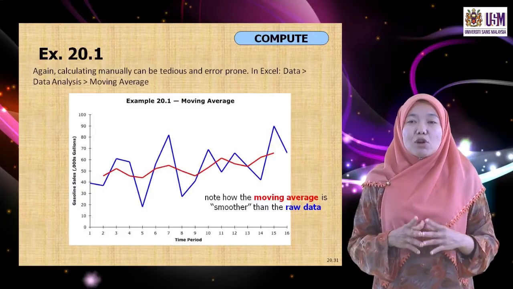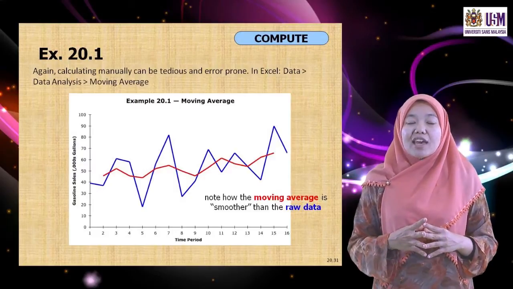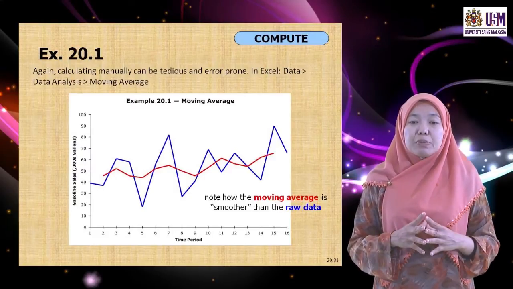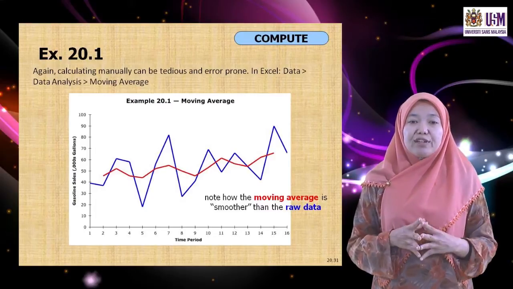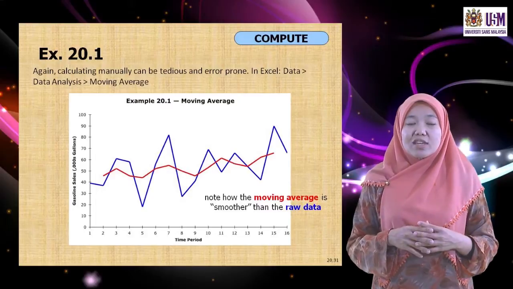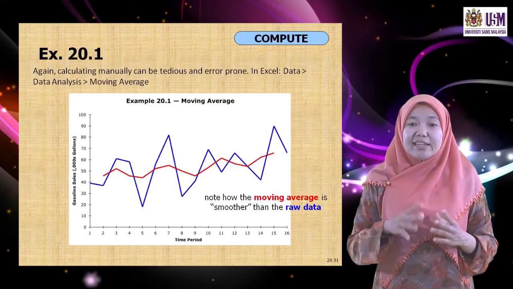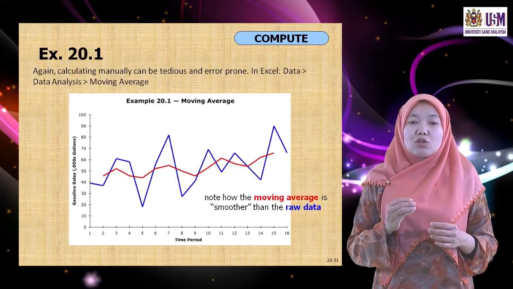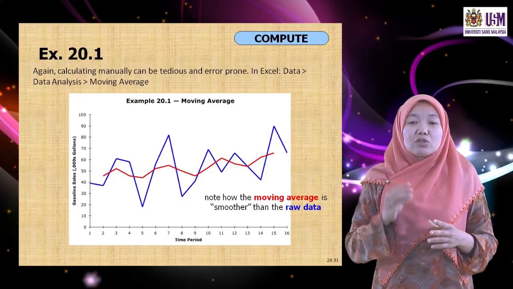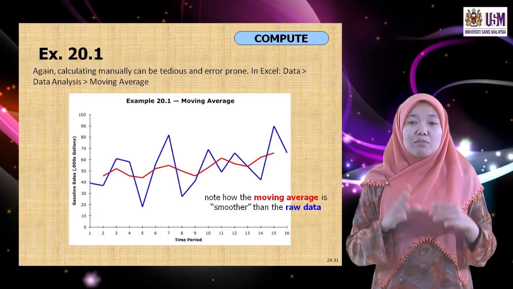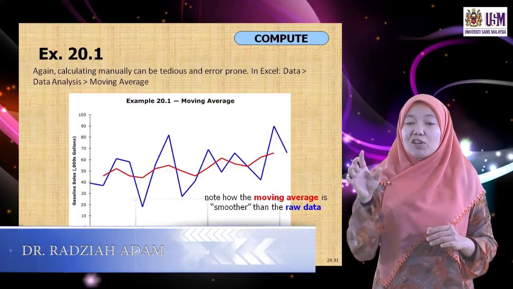Once you have your moving averages, you can plot those values on your graph and see the difference between the actual data you observed and your moving averages. The one in blue, the up and down that you can see, is the actual data, while the one in red is what you calculated using the moving averages method. In this case, you can take note of how the moving average has smoothened your raw data. Remember your raw data in blue?